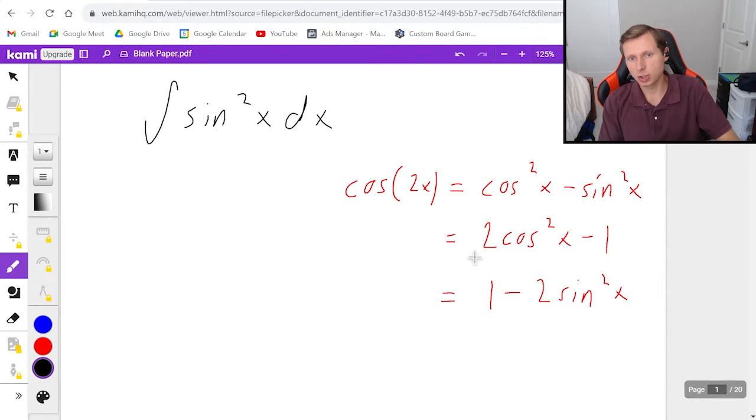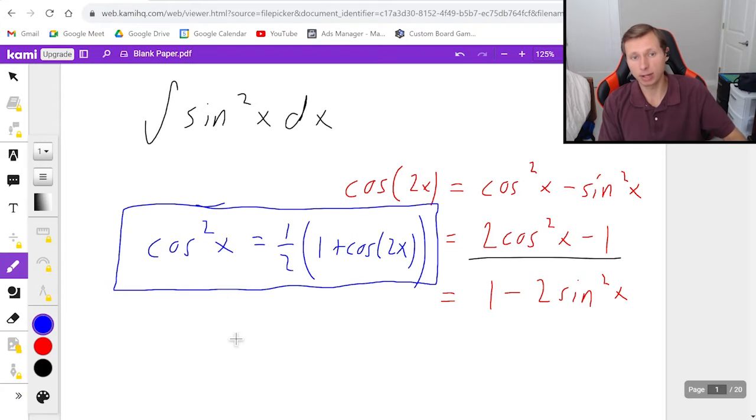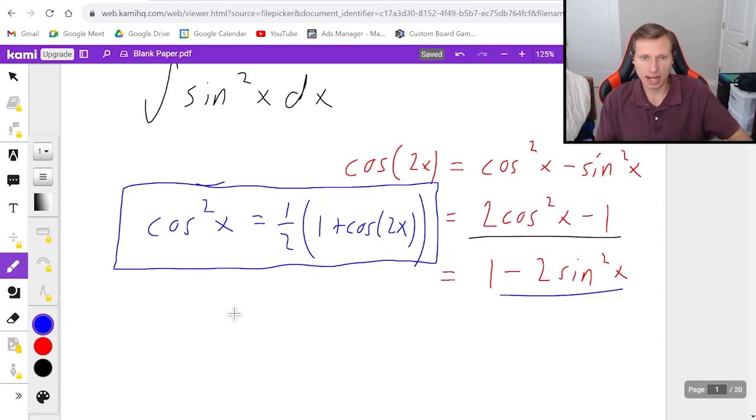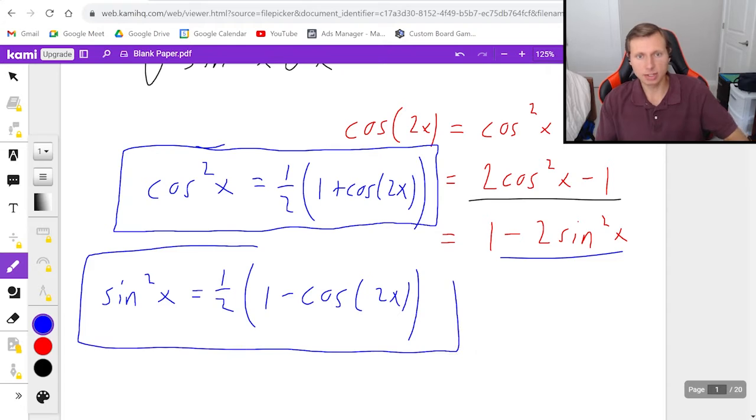Like for instance, if I solve the 2 cosine squared x minus 1 for cosine squared x, then I get cosine squared x equals 1/2 times the quantity 1 plus cosine 2x. And this is one of the identities that I highly recommend you memorize for these integrals. The other one is when you solve for sine squared x, and that gets us sine squared x equals 1/2 times the quantity 1 minus cosine 2x. And again, have these two memorized in the blue boxes.